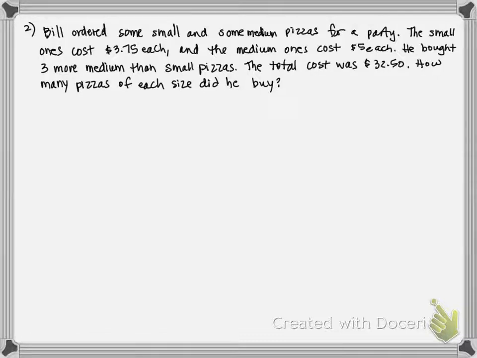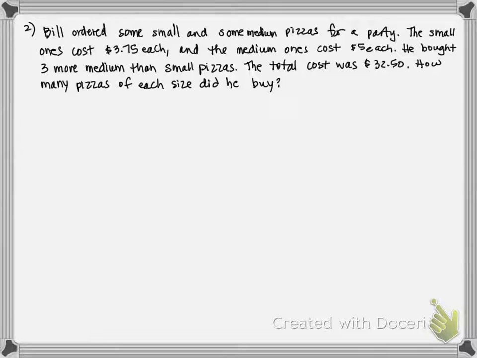It says Bill ordered some small and some medium pizzas for a party. The small ones cost $3.75 each, and the medium ones cost $5 each. He bought 3 more medium than small pizzas. The total cost was $32.50. And how many pizzas of each size did he buy?